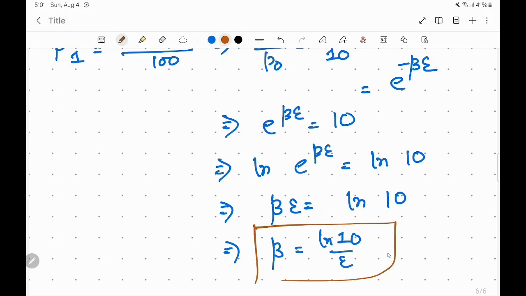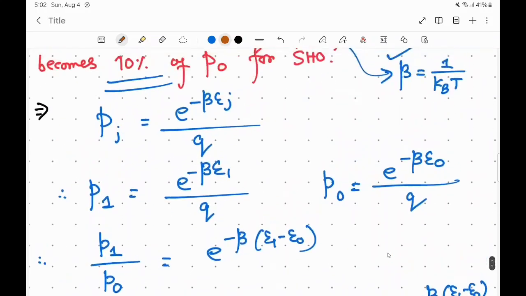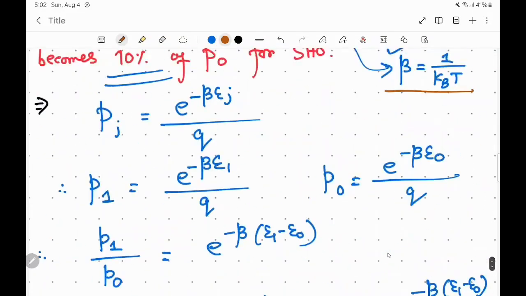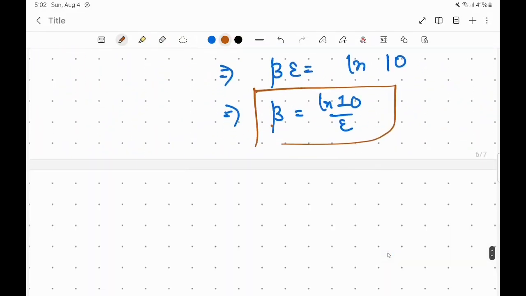General definition. If you have the value of epsilon, you just put it in. ln 10 is a number, there is no unit. So beta will have the inverse unit of energy, and energy has the unit of joule, so it will be joule inverse. So this is also a very tricky question. You just have to know the definition of inverse temperature. Okay, so it was question number 4.